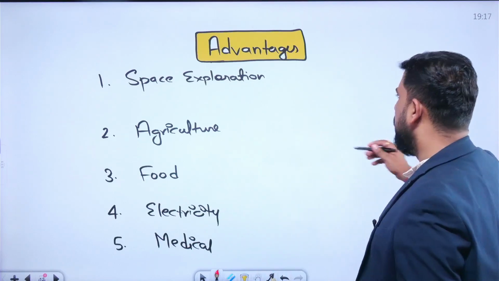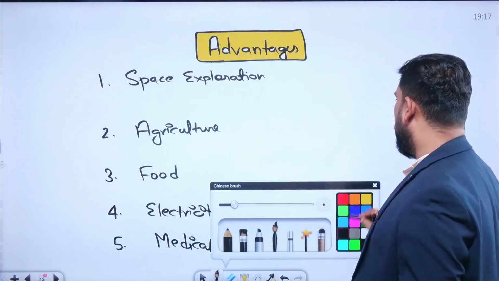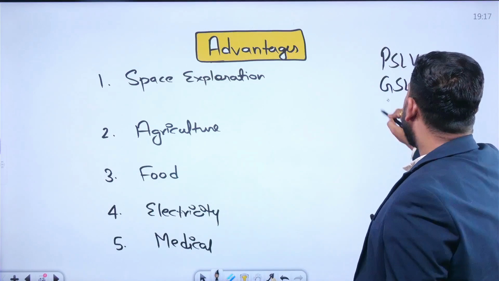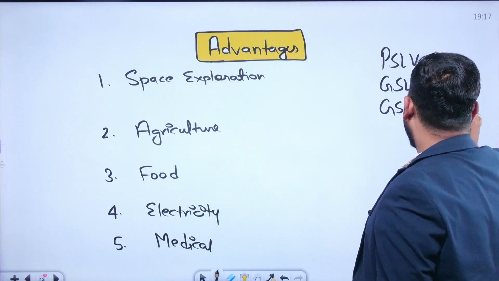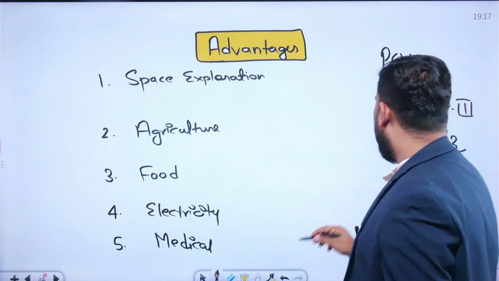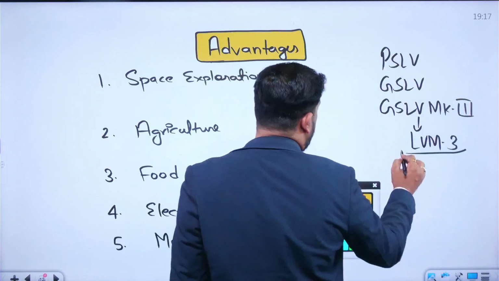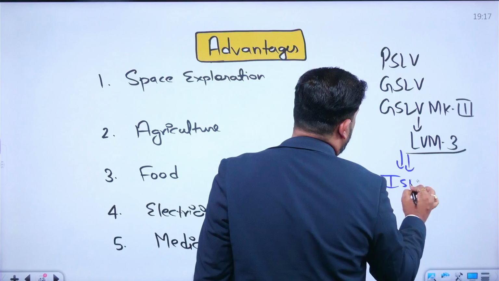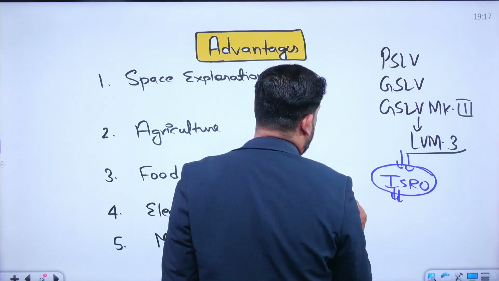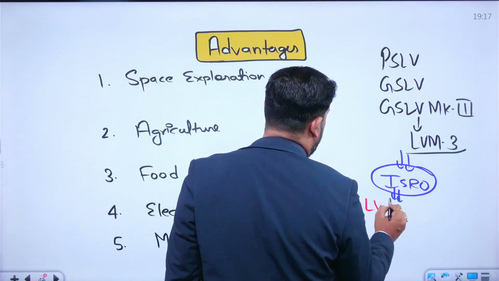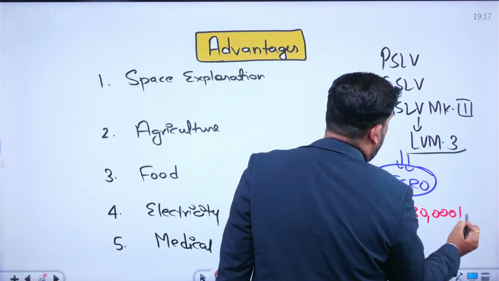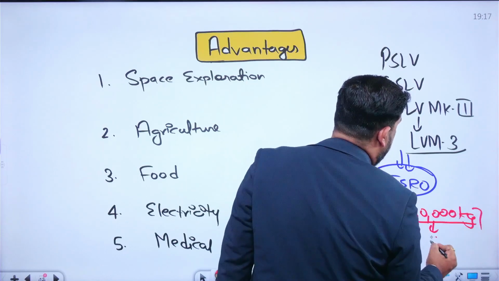Right now we have multiple vehicles for space exploration. As you know, we have PSLV, GSLV, and GSLV Mk3, which is also known as LVM3. ISRO has also discussed that in the coming years, ISRO will develop a next generation launch vehicle. The next generation launch vehicle can lift 30,000 of payload up to 500 kilometers.